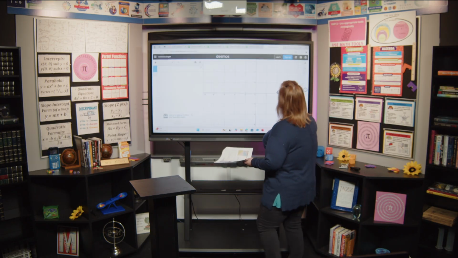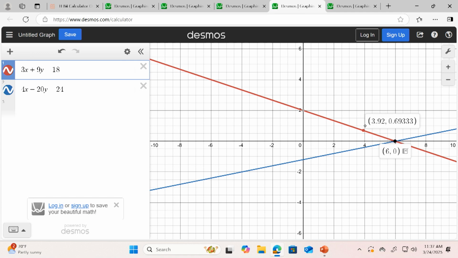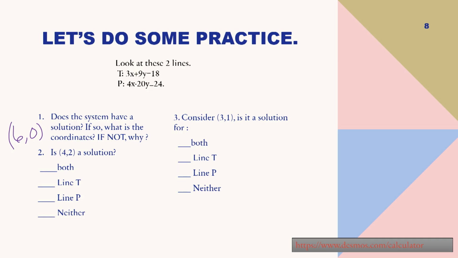Now number 2 asks me, is 4, 2 a solution? So let's go back and look. Is 4, 2 a solution? So I've got 4, 2, which would be about right there. Well, it's not touching anything. Here's 4, 2, and there's both of our lines. So I would have to say that it's on neither one of those lines. Neither one.